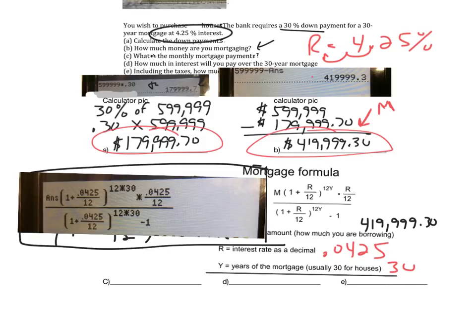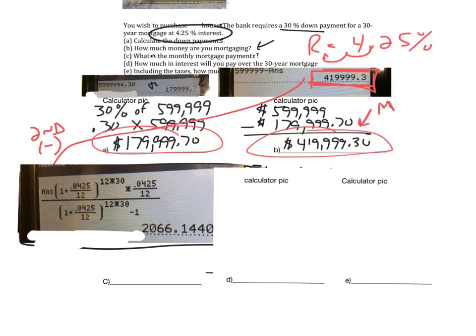In order to save some typing, since the last calculation I did on my calculator was how much money I'm mortgaging, I always go before the parentheses and just go second and then the negative button for the previous answer. Just saves me a little bit of time, not much. So here, this house, the monthly payment is $2,066.14.